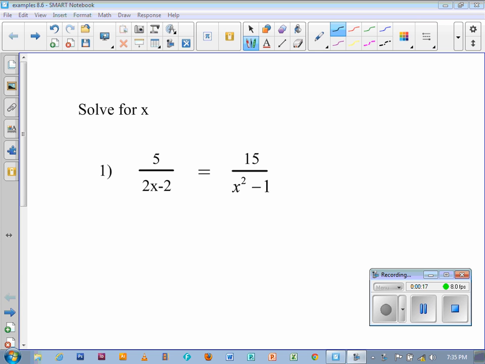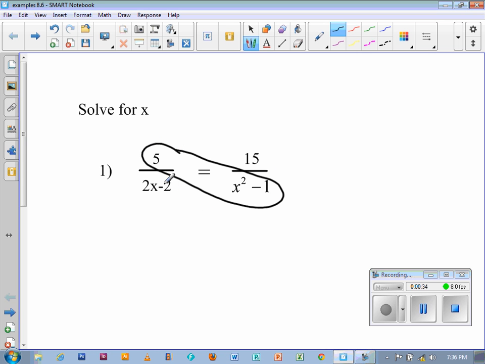And so I thought I'd start with this and piggyback knowledge that you already know, which is, I think most of you know how to solve a proportion, two equal ratios. The first step is to cross multiply. So we're going to do that here. We're going to multiply 5 times both the x squared and the minus 1. I'm going to multiply 15 times both the 2x minus 2.